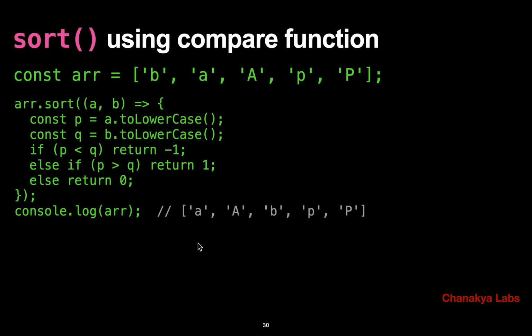I don't want that. I want something like this, that a, whether they are small or big, all a should be first, then all b should be first, then all p should be first, something like that, right? Then I have to write my own custom logic. How can I write that? So simple. Since I have the power of writing my own custom logic, I will simply say that a, b, I'm trying to compare in this manner.